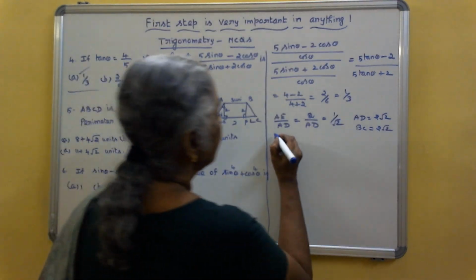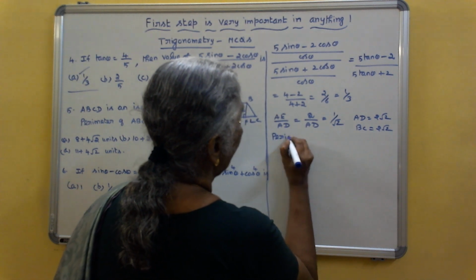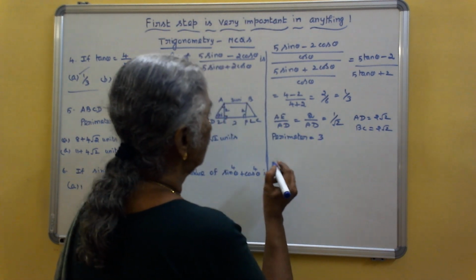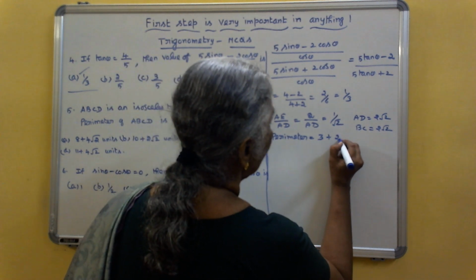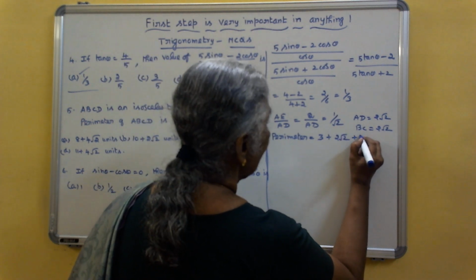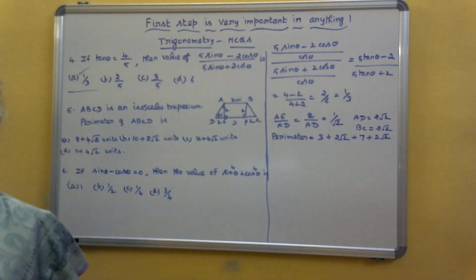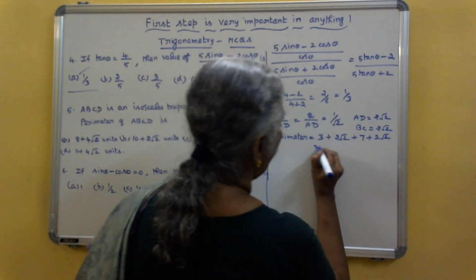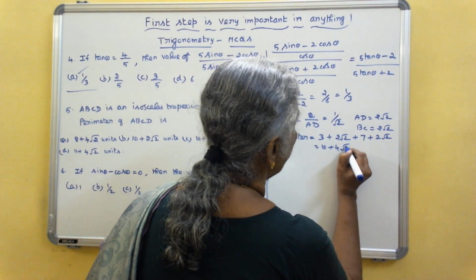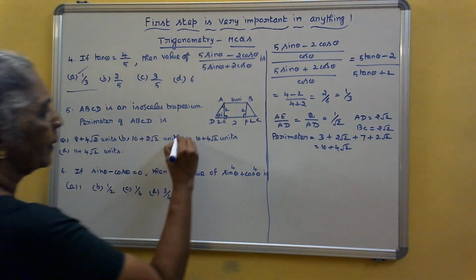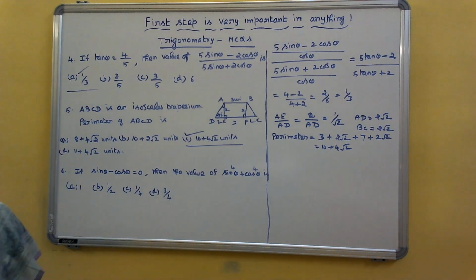So now let us come to the perimeter. Perimeter means we have to add all the 4 sides. AB already you know 3. AD you know it is 2 root 2. DC you know it is 7. BC it is 2 root 2. So 3 plus 7 is 10. 10 plus 4 root 2 units. That is the perimeter of the trapezium. So the option C is the correct one. Okay. Hope this is clear to you.